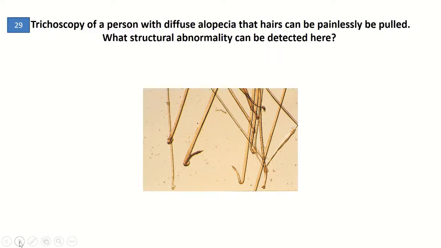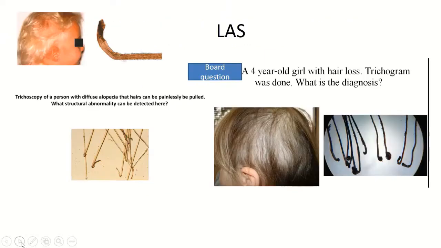Question 29. Trichoscopy of a person with diffuse alopecia that hairs can be painlessly pulled. What structural abnormality can be detected here? What we see here is a ruffled proximal cuticle. In history, it's interesting to notice that hairs can be easily and painlessly pulled from the scalp. The diagnosis is loose anagen hair syndrome. In the next slide, you see the LAS, loose anagen syndrome, in both questions. The classic case is a young girl with fairly short blonde hair.